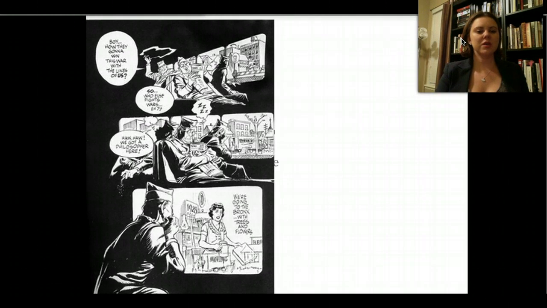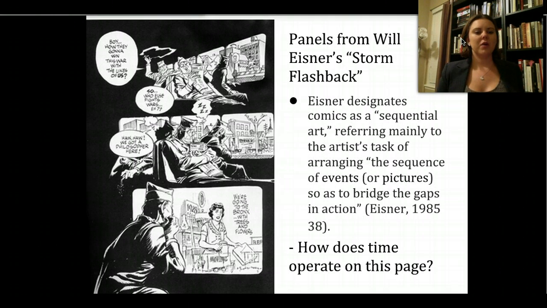All right, so this is a couple of panels from Will Eisner's Storm Flashback, and what you'll see is there are three real panels here, and of course they are in a sequence. So Eisner designates comics as a sequential art, referring mainly to the artist's task of arranging the sequence of events or pictures so as to bridge the gaps in action.